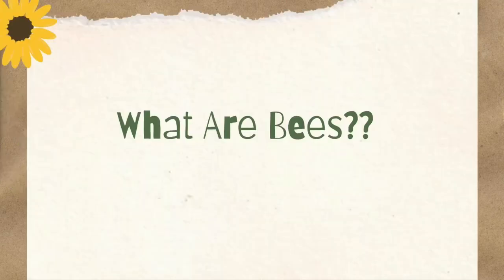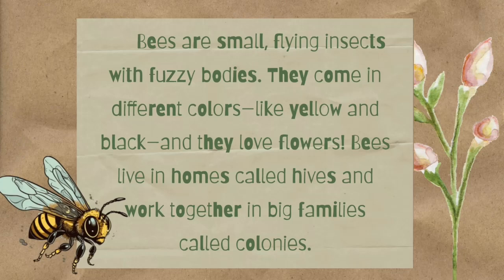Now, what are bees? Bees are small flying insects with fuzzy bodies. They come in different colors, like yellow and black, and they love flowers. Bees live in homes called hives and work together in big families called colonies.